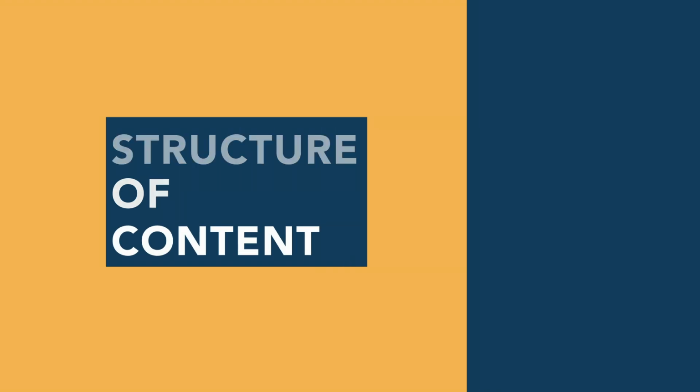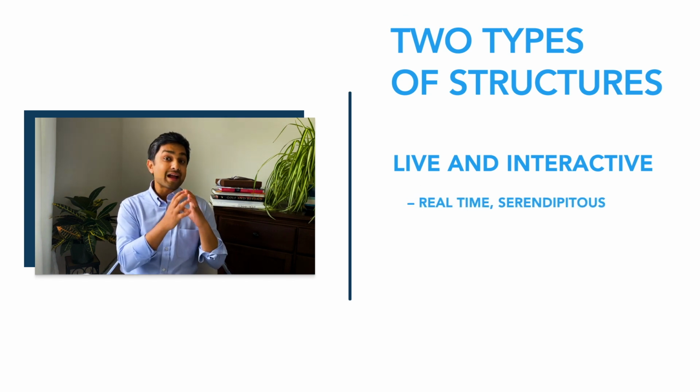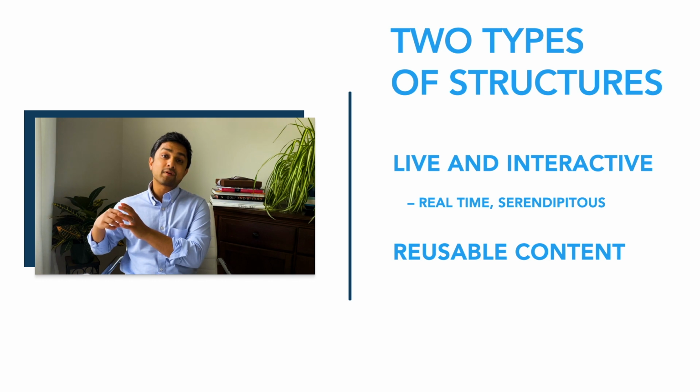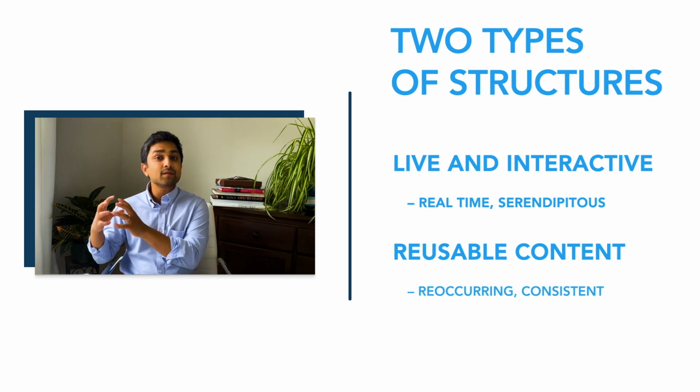When you think about content, you really want to think about it in two different ways. The first one is live and interactive. What are things that are live and interactive, and when should you be using that kind of structure for the content itself? And then the second is reusable content. Things that can happen on a recurring basis, and things that have information contained within them that don't really change over time too much. So those are the two types of content structures you can start thinking through.